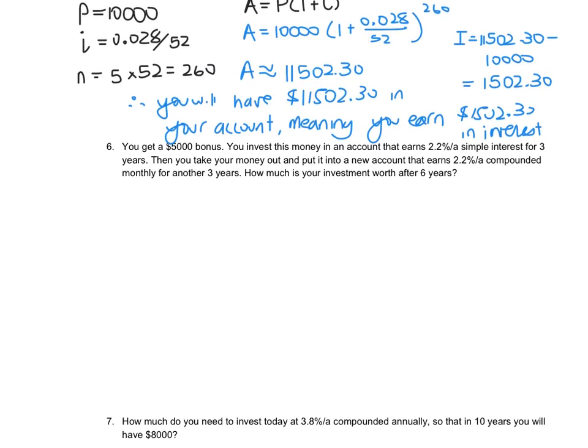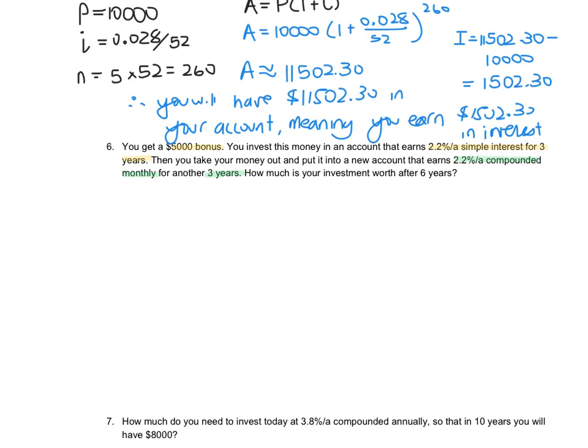You get a $5,000 bonus. You invest this money in an account that earns 2.2% simple interest for 3 years. Then you take your money out and put it into an account that earns 2.2% per annum compounded monthly for 3 years. How much is your investment worth after 6 years? So this is a two-part question.